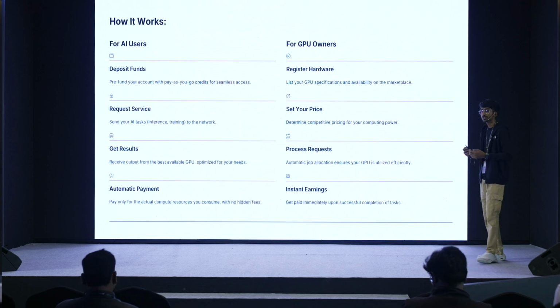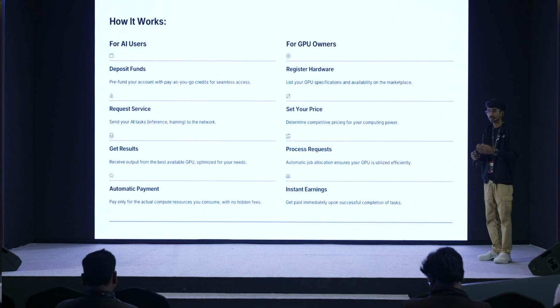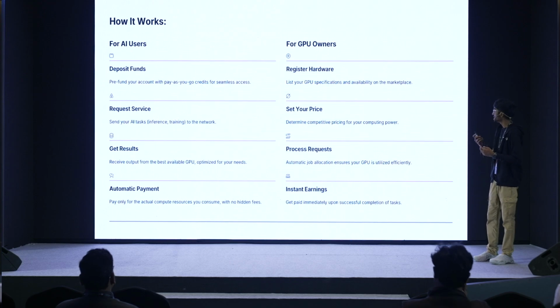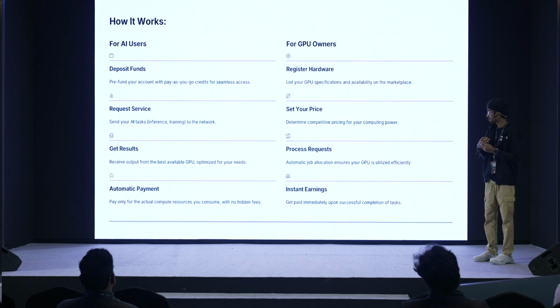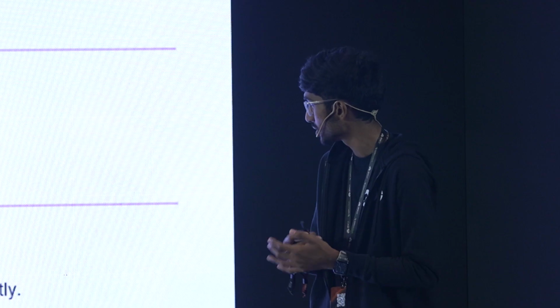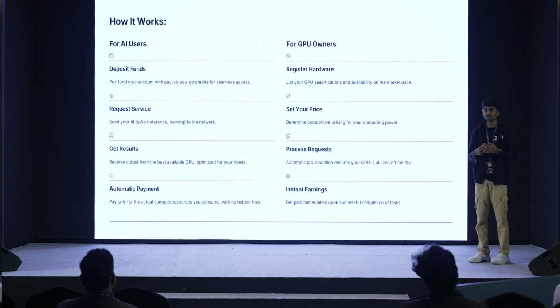For the GPU owners who are currently interested in hosting your own GPUs on top of us, if you want to upload your own providers, you need to have H100 or H200 GPUs. What you need to do is list your GPU specifications and availability on the marketplace. You can set your own pricings. The automatic job allocations will ensure that your GPU is fully utilized. This is similar to the job scheduling that takes place in networks. And you get instant earnings based on your users' utilization for the inferencing.